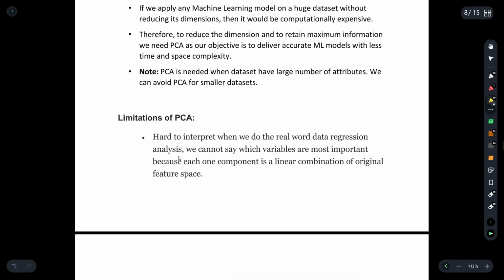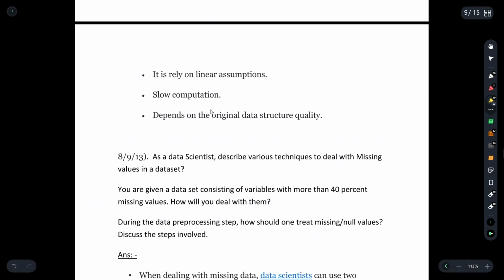Now the limitations of PCA. In real world data regression analysis, we can say which variables are most important, because each component is a linear combination of the original feature space. We will basically be able to know what the important data is in that whole structured data. So we need to categorize things there. The limitations are that it relies on linear assumptions and has slow computation.